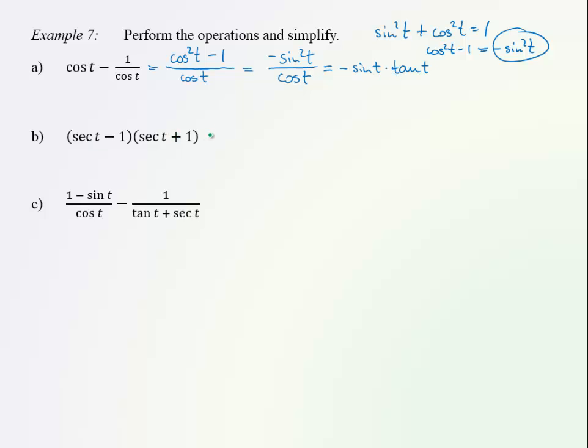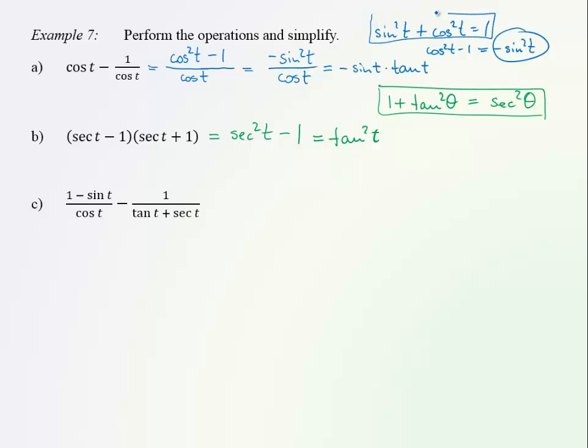In the second question, we need to multiply these two brackets, so we end up with secant square t, it's a difference of squares, minus 1. Again, recall the Pythagorean identity. 1 plus tangent square theta is equal to secant square theta. So that's another version of the Pythagorean equation. We proved this in the previous lecture. So we can use secant square minus 1 is the same as tangent square. As you see, the Pythagorean identities are really important. We have to memorize them.